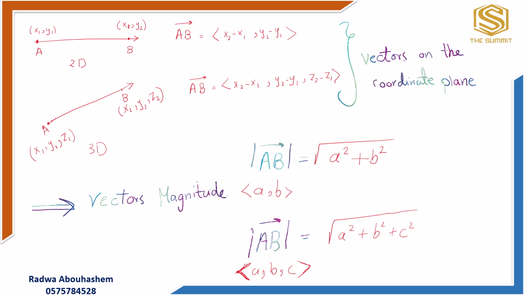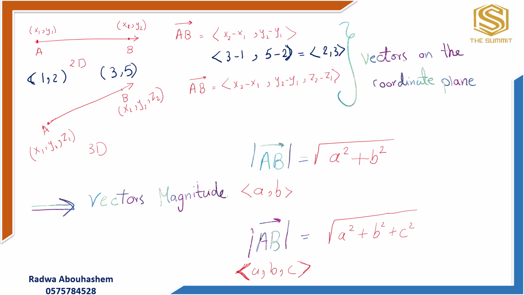Let me give you an example here. For example, if I have (1, 2) and (3, 5), and I need to get the vector, it would be 3 minus 1 and 5 minus 2. So the answer would be (2, 3). So this is the coordinate for the vector.